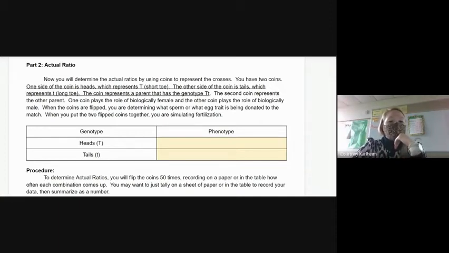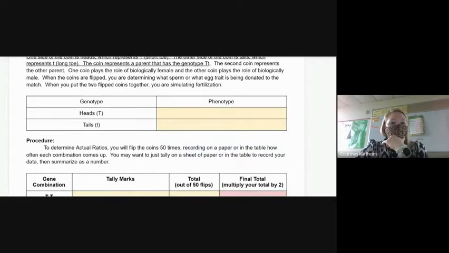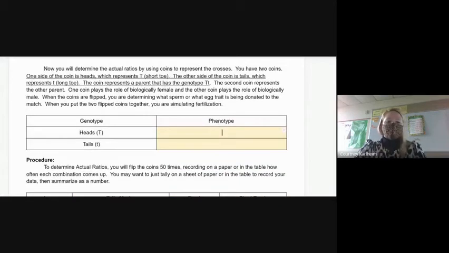When the coins are flipped, you are determining what sperm or what egg trait is being donated. And when you put the 2 flipped coins together, you are simulating fertilization. So here we're just going to write this down so that you can have it here. I said heads is the short toe. So it's just reminding us when you're flipping coins. And tails is long.